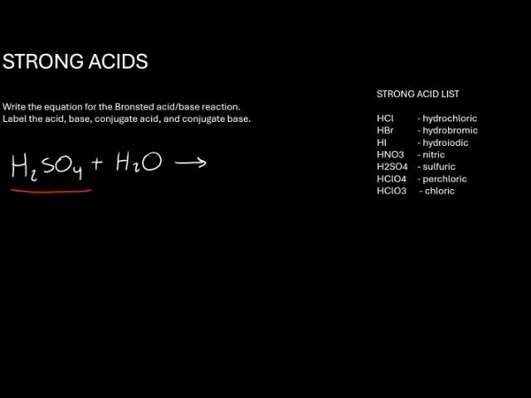On the right side of the screen, you'll see that I've written the 7 strong acids that you'll need to know for Chem 152. Hydrochloric, hydrobromic, hydroiodic, nitric, sulfuric, perchloric, and chloric. If you have any of those compounds, you are certainly looking at a strong acid. We see H2SO4 is on our list as sulfuric. This is how we know that we're dealing with a strong acid. We can begin by labeling H2SO4 as a strong acid.